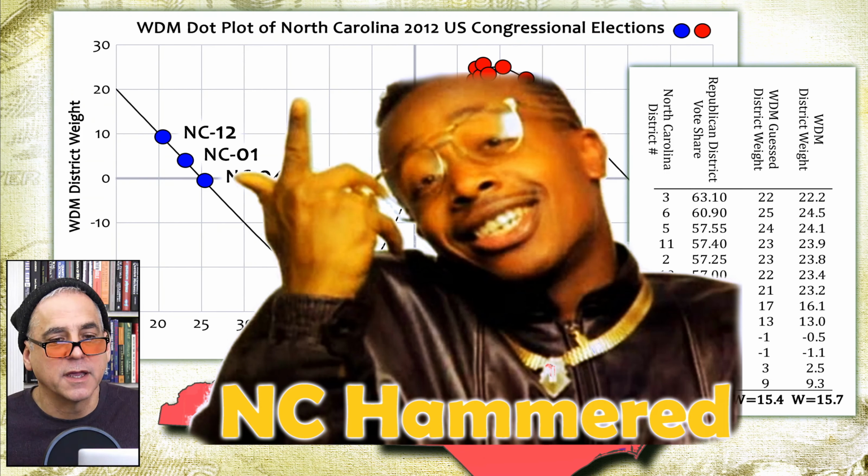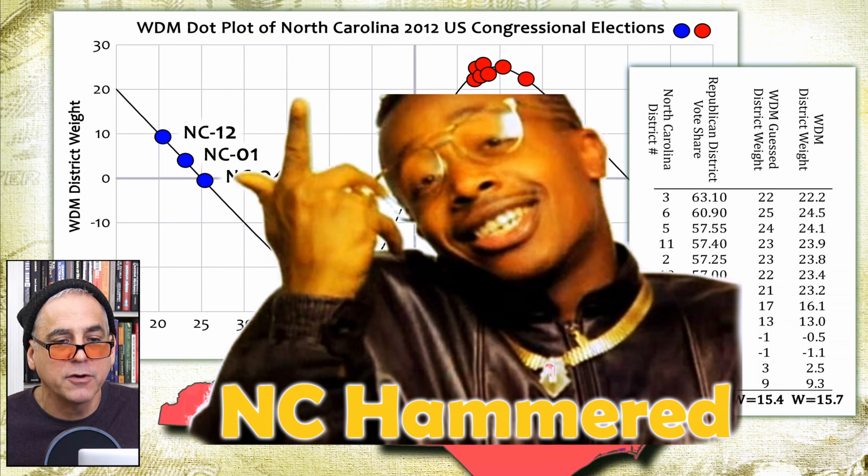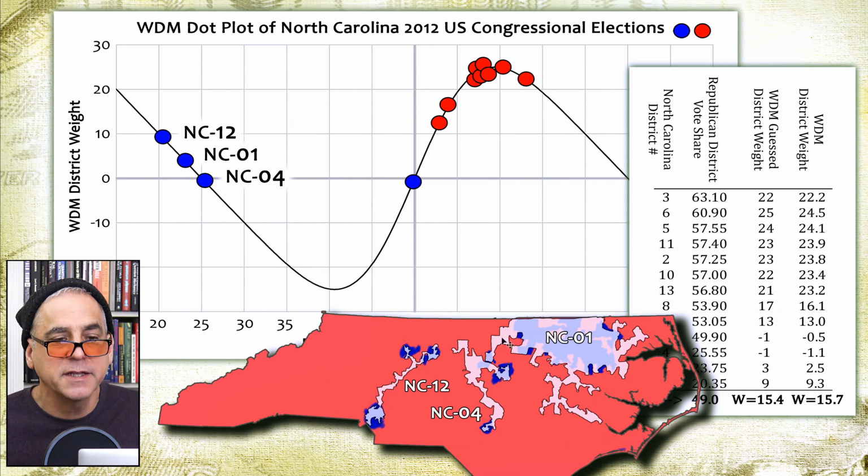I know what you're thinking. You're thinking they got NC hammered. Can't touch this. And you're right. Now Democrats can't touch this or break it down. NC started as a 49% state, and packing a good portion of NC Democrats into these 3 districts left the remainder of the state 57% Republican. And it's a relatively simple task to crack that remainder into these districts up here that center around 57%.